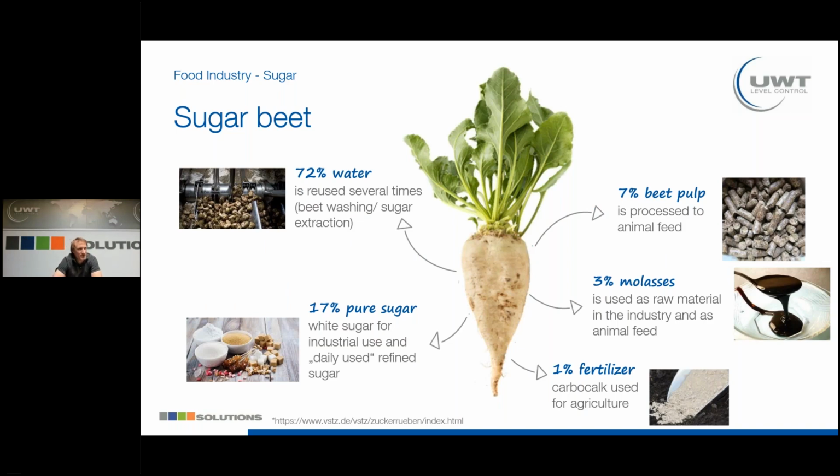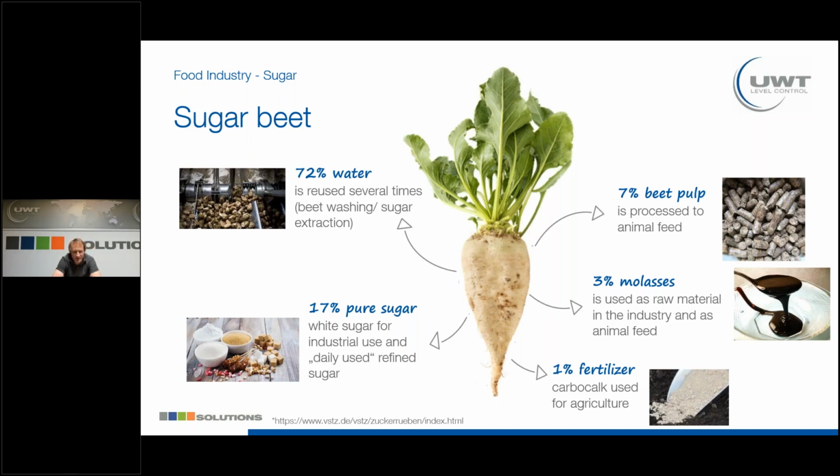What is a sugar beet? What are the elements? A sugar beet consists of a lot of water, 72%. This water is reused several times during the process for washing processes and also for the sugar extraction. So a lot of water in such a process. And the real sugar makes 17%, so white sugar, which is for industrial use, and what we normally know for our daily use is the refined sugar. So one sugar beet consists of 17% pure sugar.